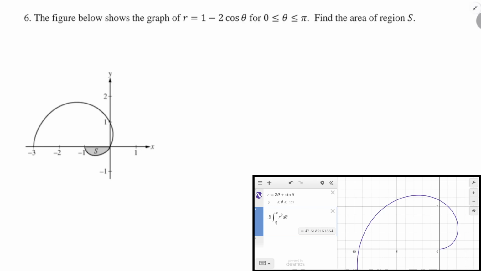Okay, now the figure below is showing the graph of r equals 1 plus 2 cosine theta for theta between 0 and pi. Find the area of region S. Okay, so what we're going to need to do, we're going to need to do a little investigation. R equals 1 minus 2 cosine theta.